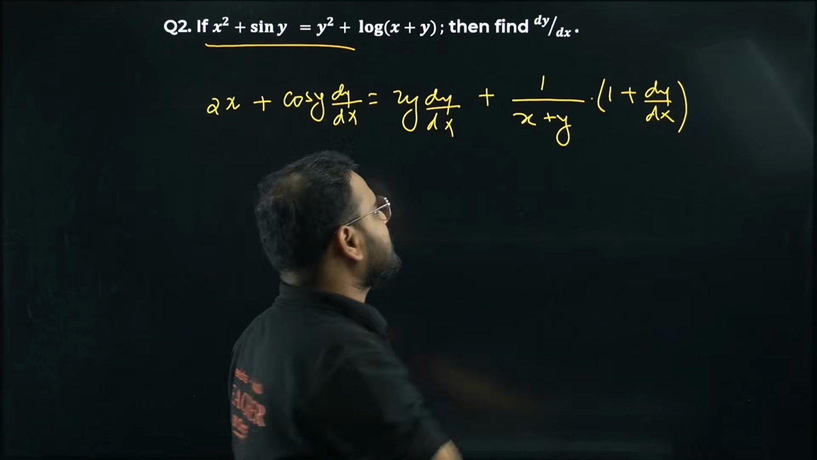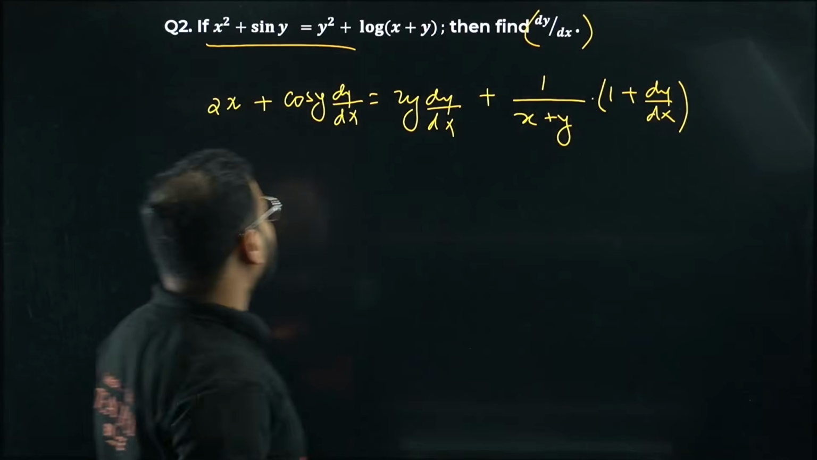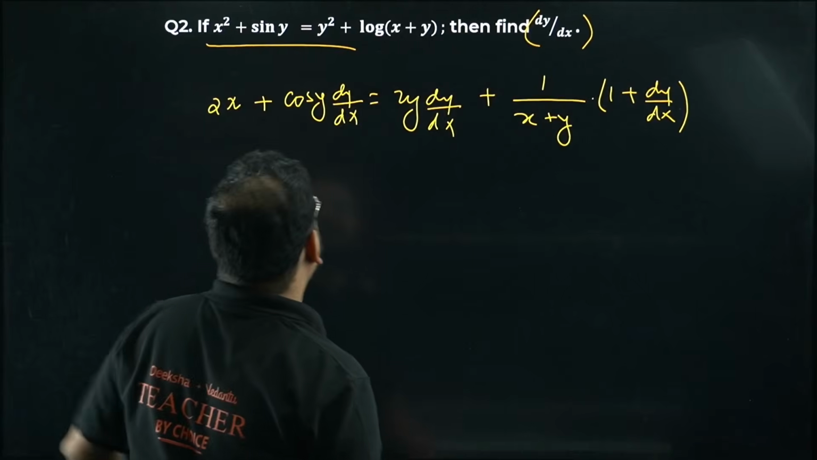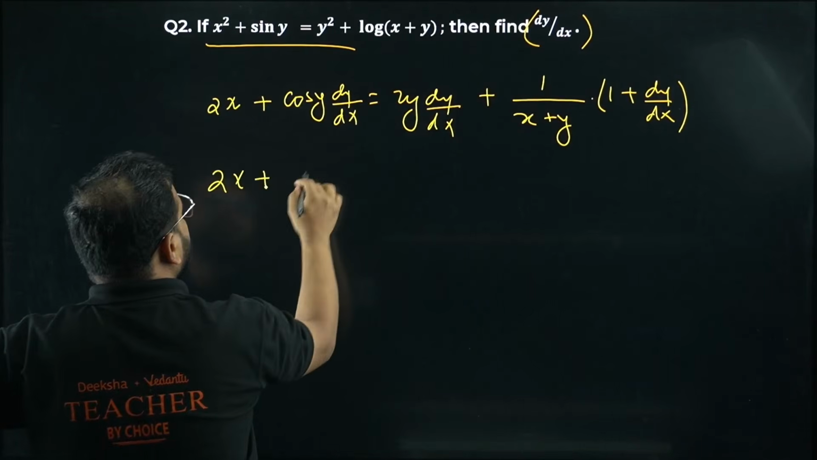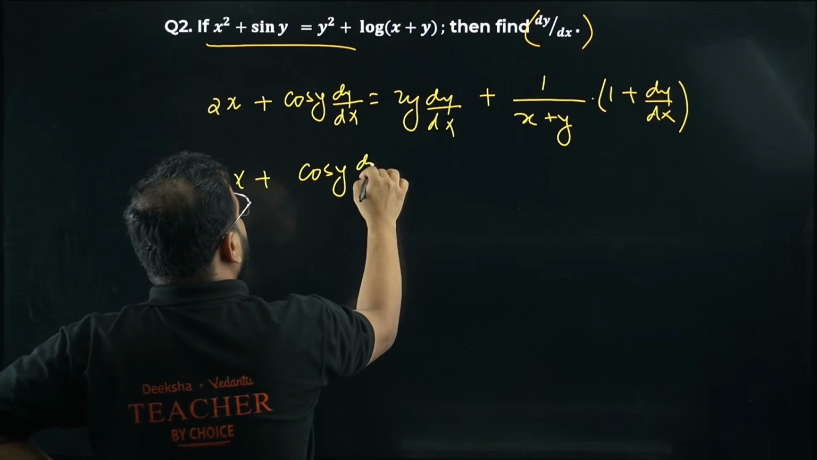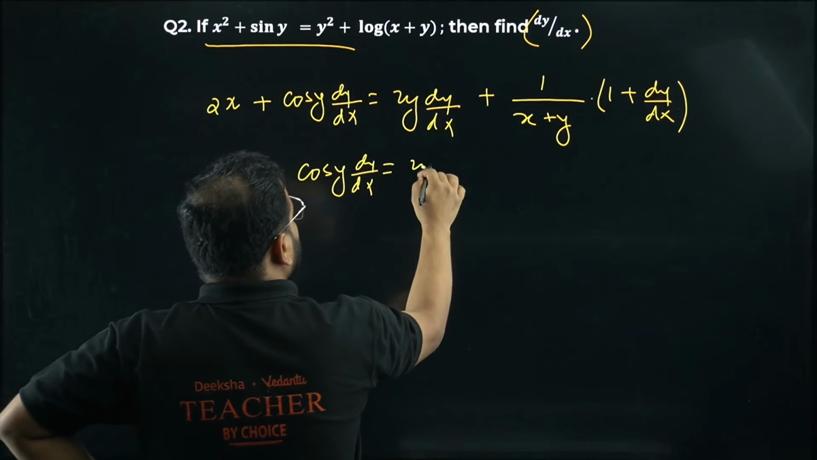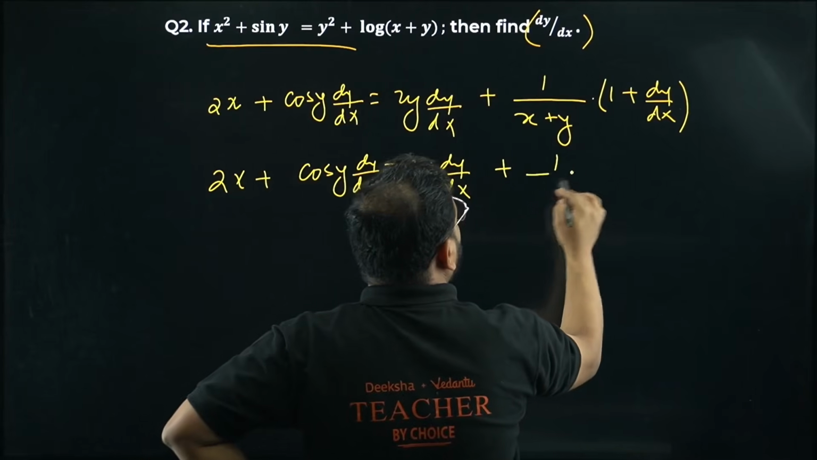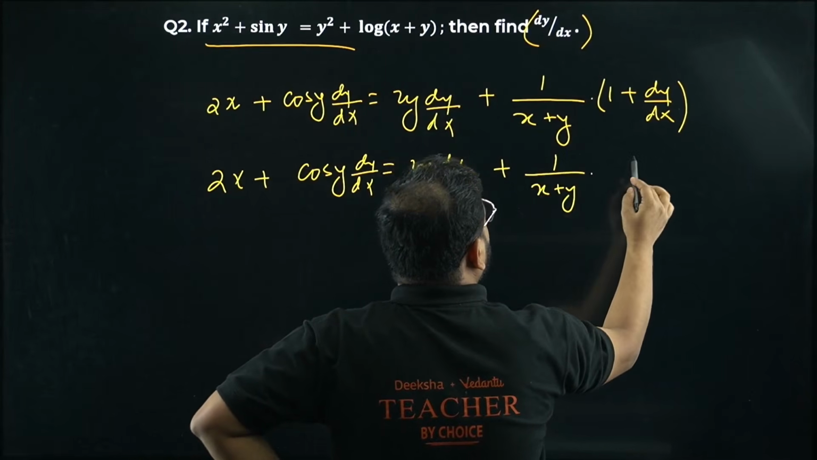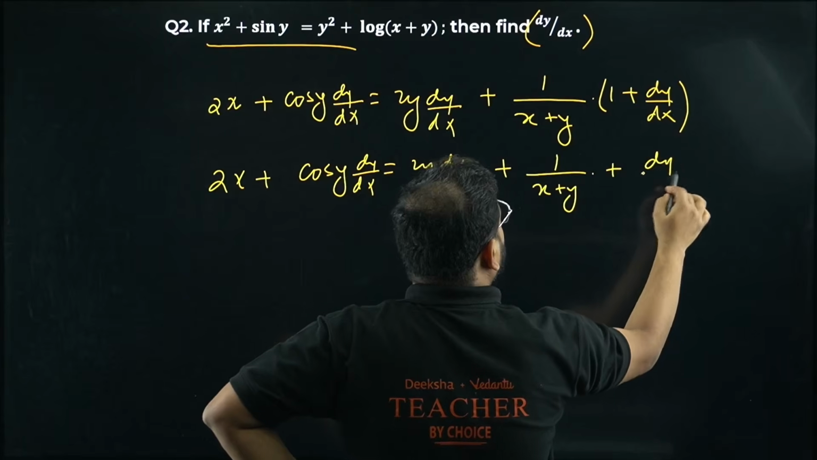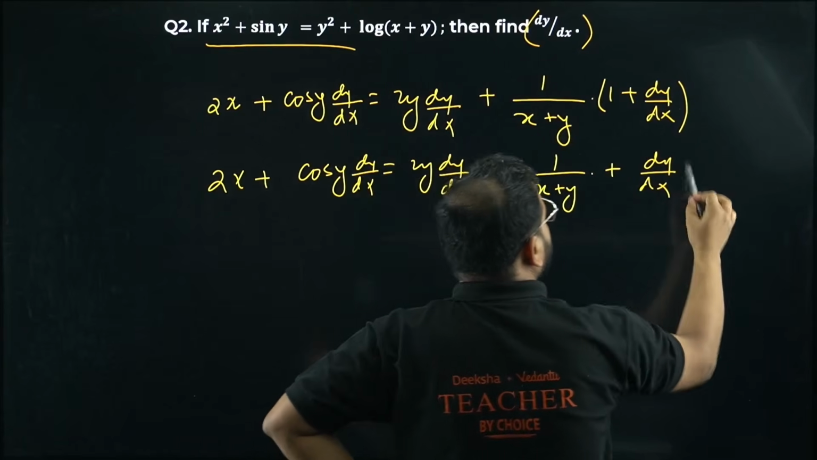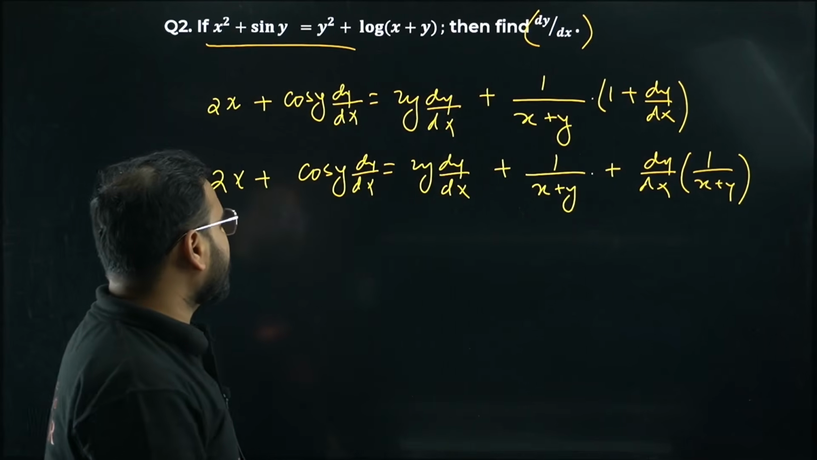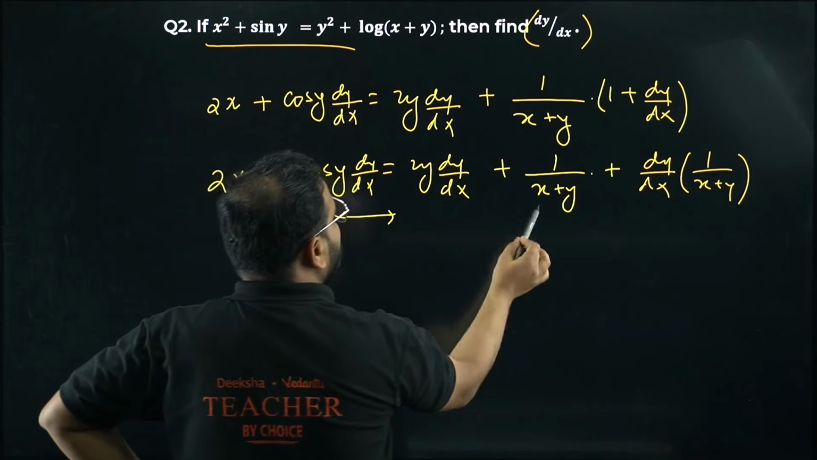Okay. Now they are asking us to find the value of dy by dx, right? So I have to take something common and keep it like this. So let's do one thing, bring all the terms of dy by dx to one side. So before that I have 2x plus cos y dy by dx, 2y dy by dx plus 1 upon (x plus y), and we also have again plus dy by dx times 1 upon (x plus y). Okay, let's do one thing, bring everything on one side.